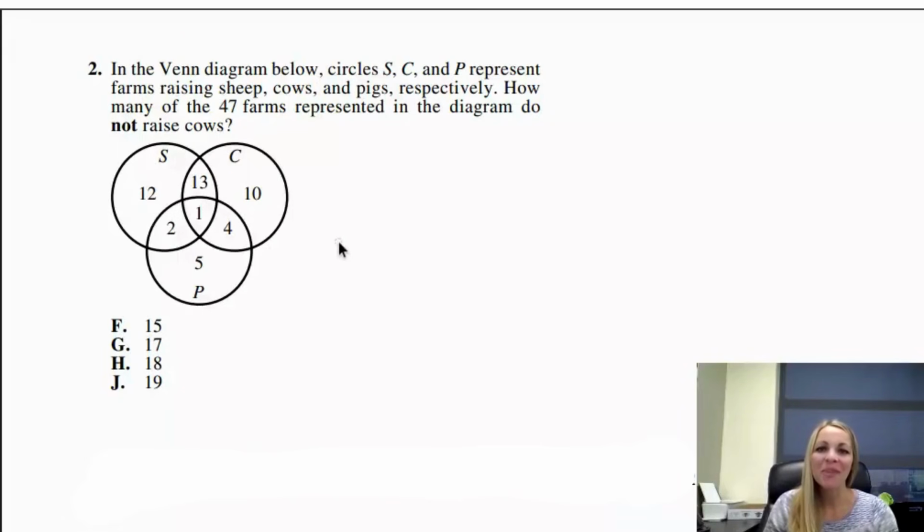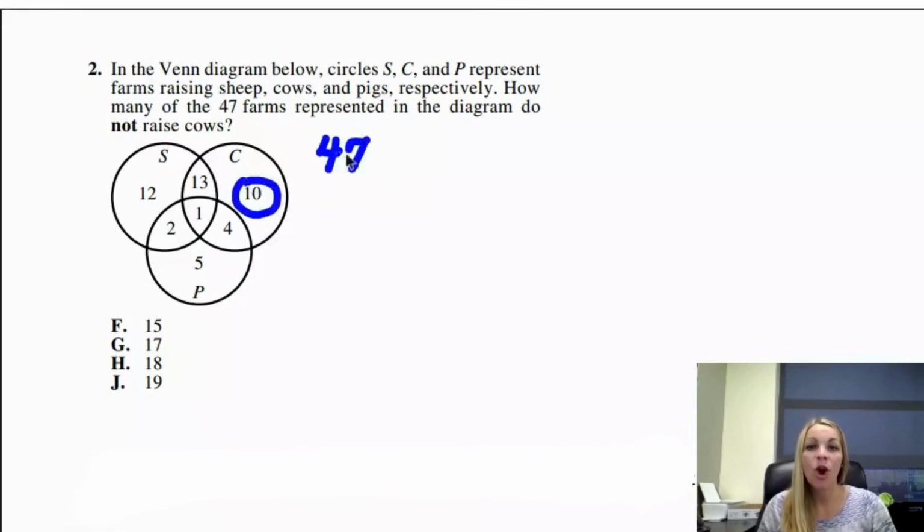Question number 2. In the Venn diagram below, circles S, C, and P represent farms raising sheep, cows, and pigs, respectively. How many of the 47 farms represented in the diagram do not raise cows? For this one, I like to start with the total and subtract off the ones that do have cows. We know that 47 farms have cows.